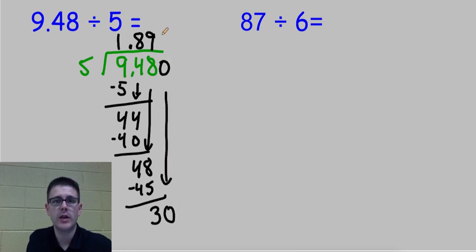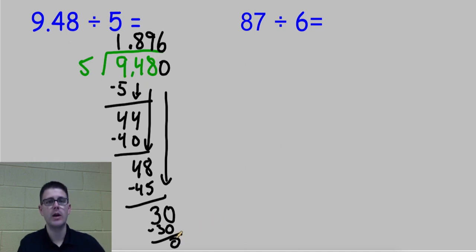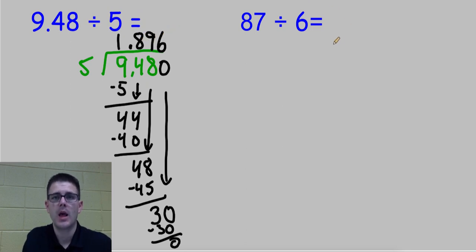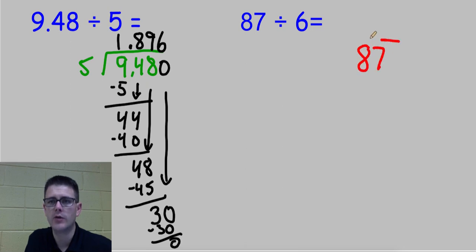5 goes into 30 6 times. 6 times 5 is 30. Now I finally got that 0 left over at the bottom. Now I can go ahead and stop. So my answer is 1.896. Last one's going to be just a little trickier. One extra thing to watch for, but it's still the same idea.